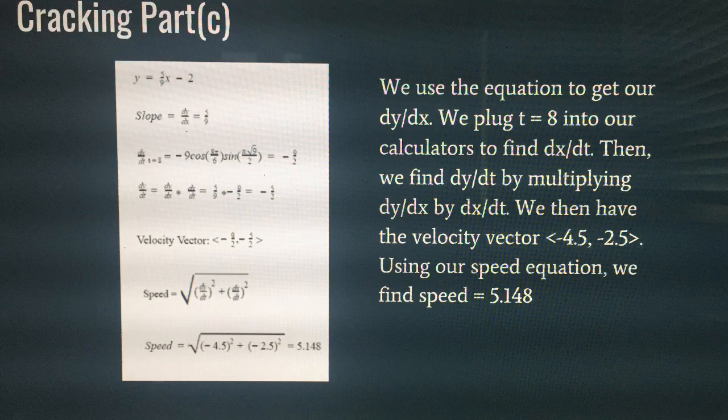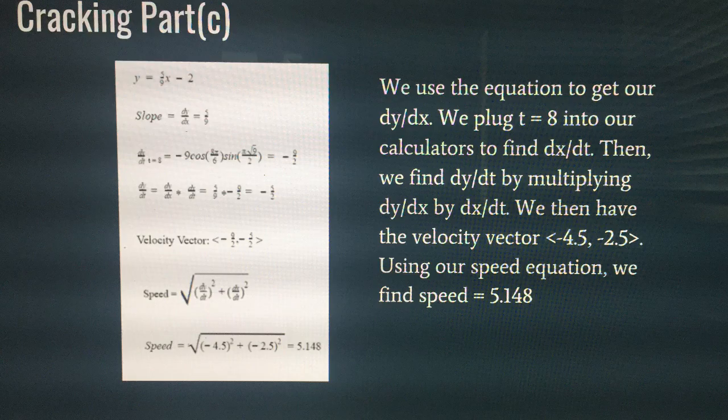dy dt can easily be found by multiplying dy over dx by dx divided by dt, which gives us 5/9 times negative 9/2, which equals negative 5 over 2. Therefore, we know that dx over dt equals negative 9 over 2, and dy dt equals negative 5 over 2. So the velocity vector must be negative 9 over 2, comma, negative 5 over 2.